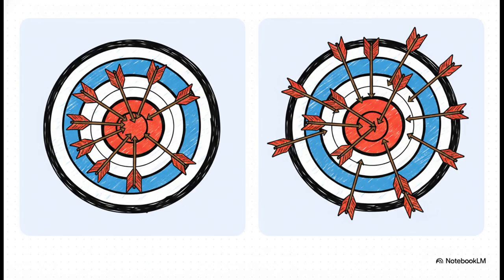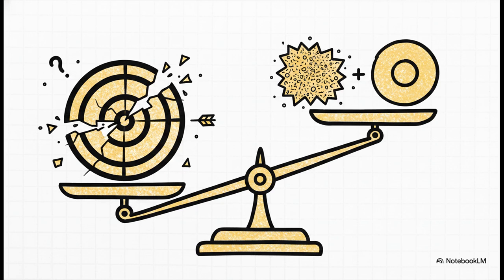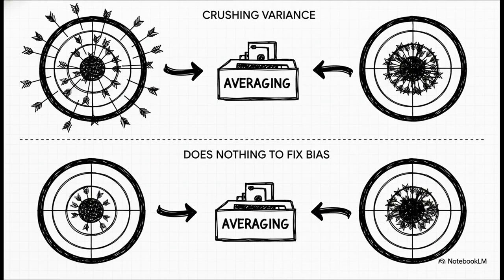That's high variance. And it turns out your total error, what's called the mean squared error, is basically just a mix of both. It's your variance plus your bias squared. To be a good estimator, you've got to get a handle on both of them. And this is where we see what averaging is actually good for. In those well-behaved systems, averaging is a fantastic way to crush variance. You add more data, and the spread of your arrows gets tighter and tighter. But, and you have to remember this, averaging does absolutely nothing to fix bias. If your bow is sighted wrong, you can shoot 1,000,000 arrows, but all you get is a very, very precise grouping in the wrong spot.